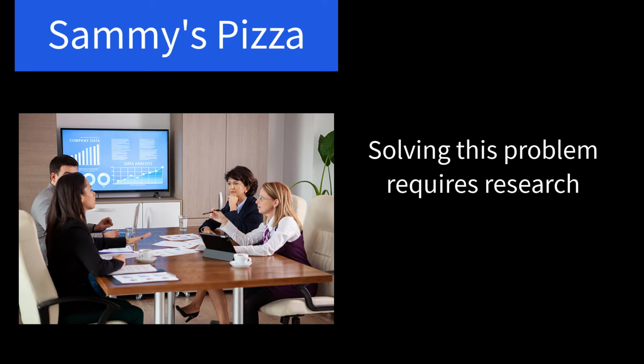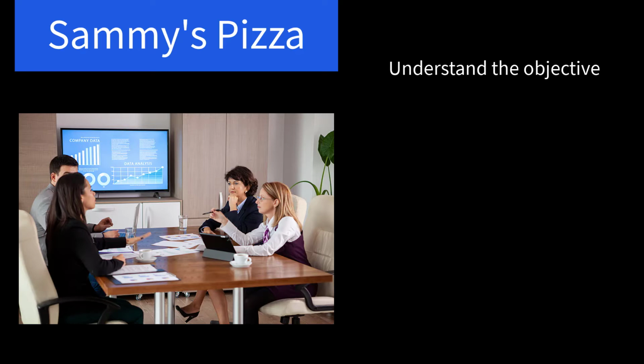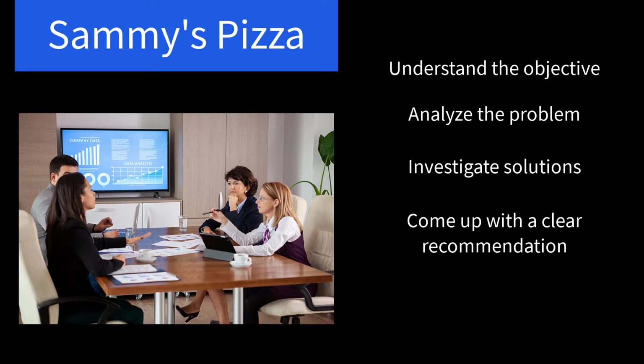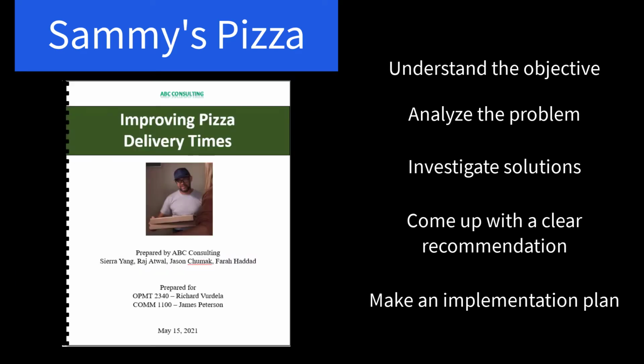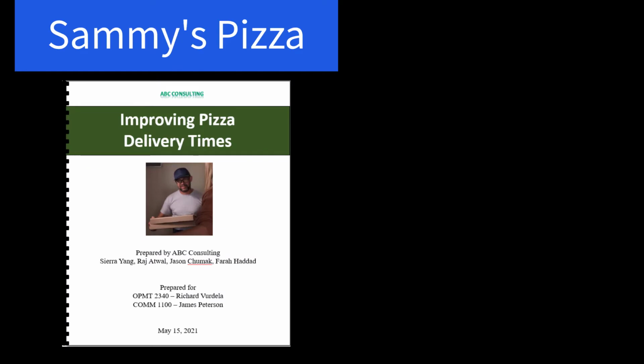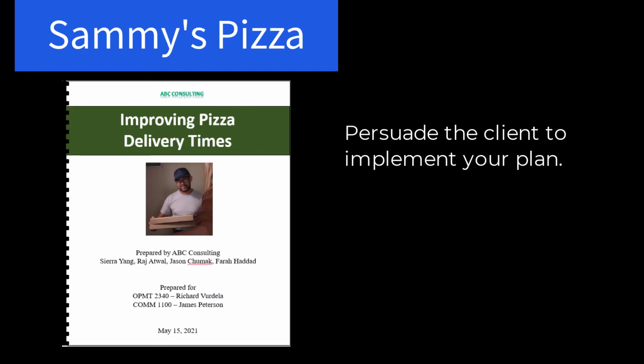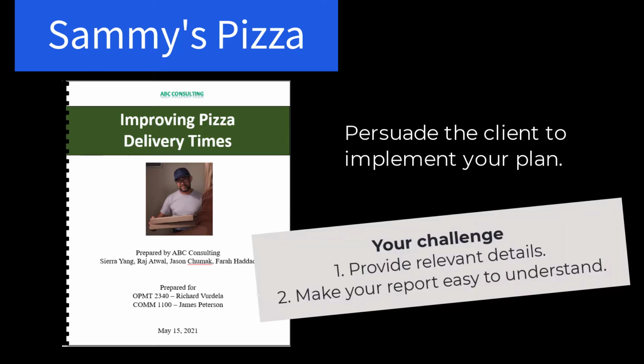Solving this problem requires research, and you're going to learn how to do that research in your operations management class. But basically, you need to understand the objective, analyze the problem, investigate solutions, come up with a clear recommendation, and make an implementation plan. All of that research goes into this report. The purpose of the report is to persuade the client to implement your plan. To persuade the client, your challenge is to provide relevant details and make the report easy to understand even for people unfamiliar with the project.